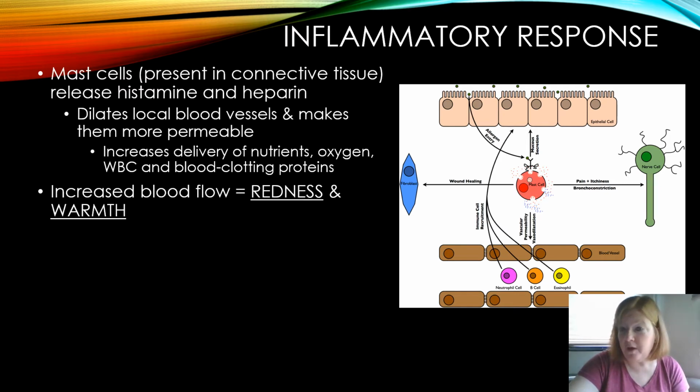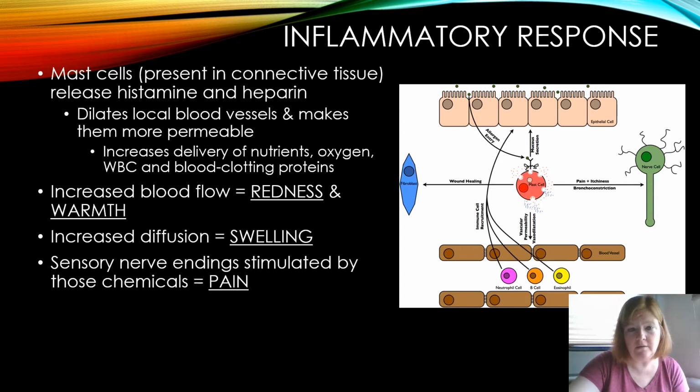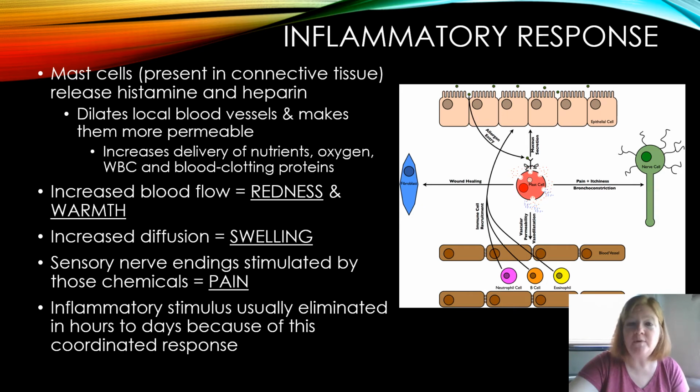And the increased blood flow is what helps to create that redness and warmth. The increased diffusion creates that swelling. And then the sensory nerve endings get stimulated by those chemicals, which creates the pain. So there's a reason for those four signs and symptoms. The inflammatory stimulus is usually eliminated in hours to days, depending on the injury, because of this coordinated response. So because so much is happening to allow it to heal more quickly, it's usually short-lived.